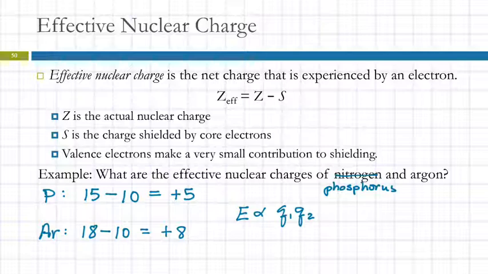Did you say S is the valence electrons? No, S is the core electrons. Cool. So effective nuclear charge, Z effective, is equal to the atomic number minus S, where S is the core electrons.